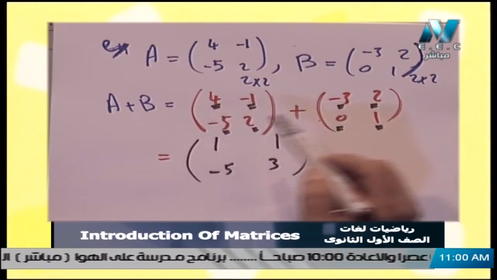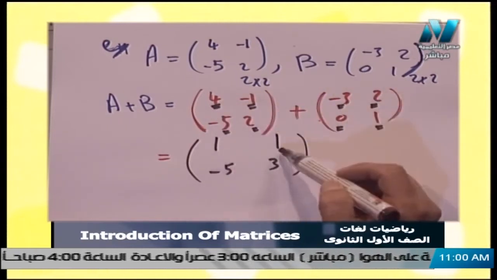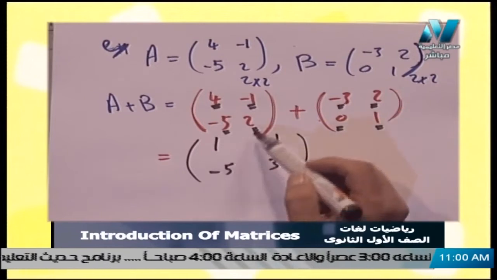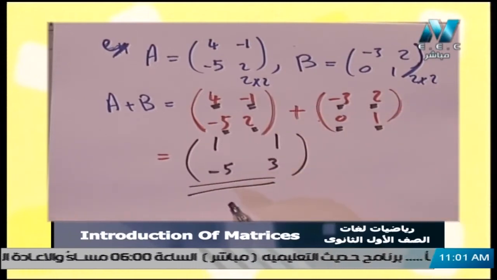Okay. So we add 4 plus negative 3 equals 1. Negative 1 plus 2 equals 1. Negative 5 plus 0 equals negative 5. 2 plus 1 equals 3. Okay. My dear students, we have a little break and we will return again. Stay with us. Thank you.